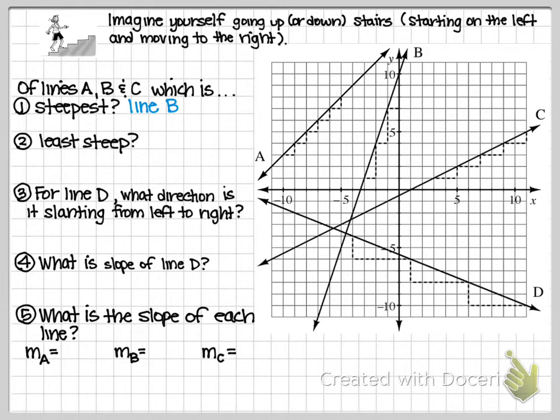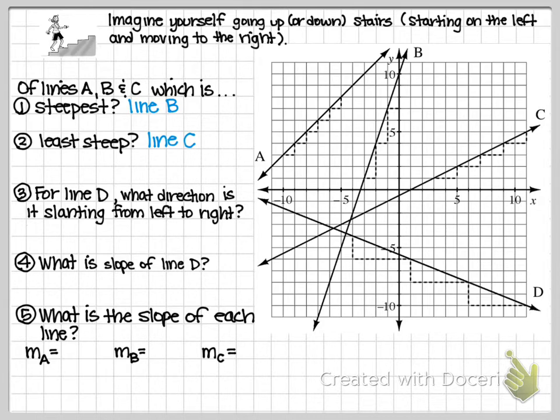Okay, the least steep line. B looks like a serious hike. It's pretty steep. So A and C are the least steep. Which one looks like it would be the easiest one to walk? Well, I think it's line C. I wouldn't say line C is flat because it's not, but it's definitely not as steep as A or B.